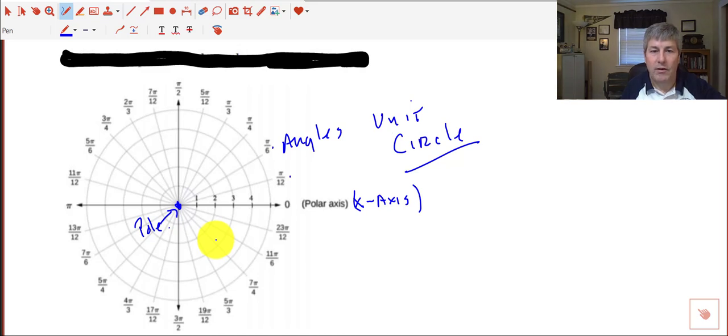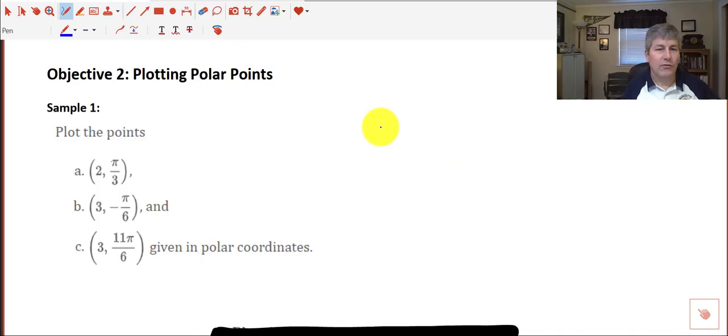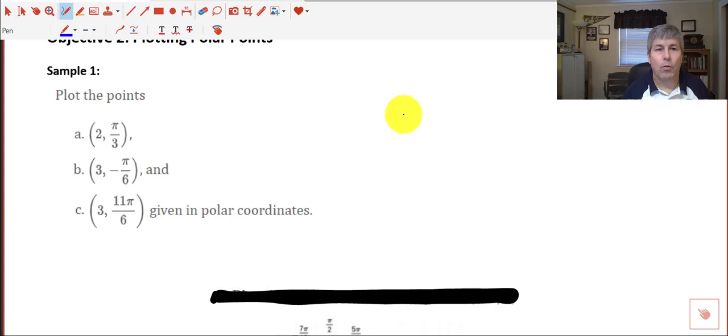And these points here, 1, 2, 3, 4, that is our directed distance from the pole. So real quickly, if I wanted to plot a point like (3, pi over 4), it would be here. Our distance is 3, and our theta is pi over 4. So I just plotted the point (3, pi over 4).